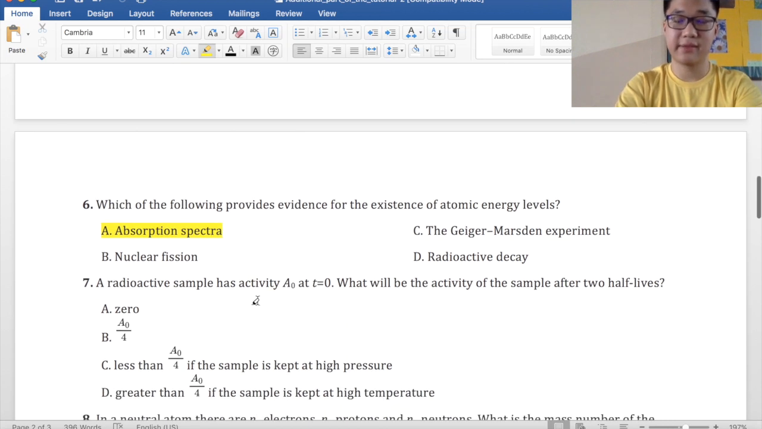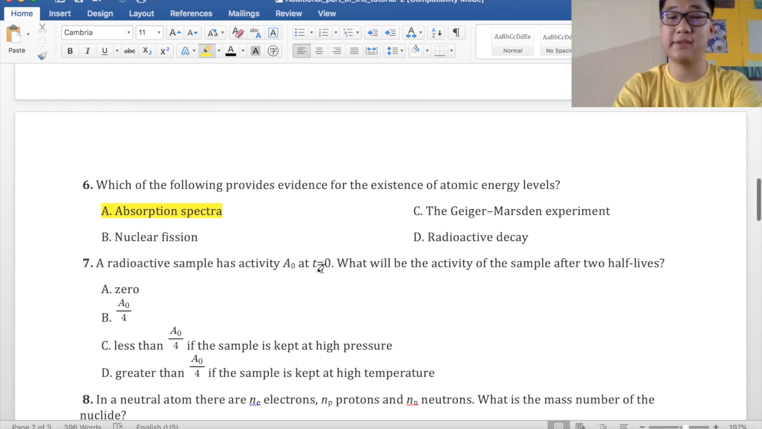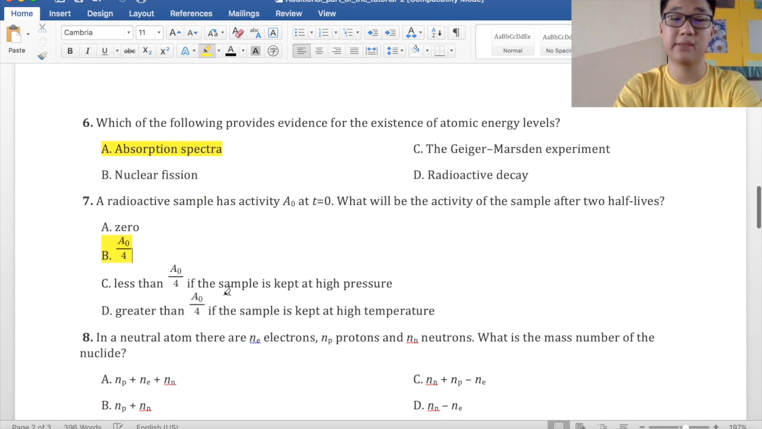Number 7. A radioactive sample has activity A sub 0 at time equals 0 half-lives. So we know for a fact that if there is 1 half-life, then A sub 0 times 1/2 is equivalent to a sample after 1 half-life. But because the question asks for 2 half-lives, this will be equal to A sub 0 times 1/2 times 1/2. And you can see from the choices, A sub 0 times 1/2 times 1/2 is equal to B, which is A sub 0 times 1/4.